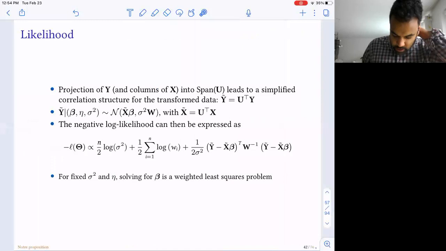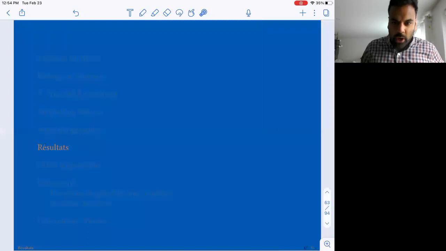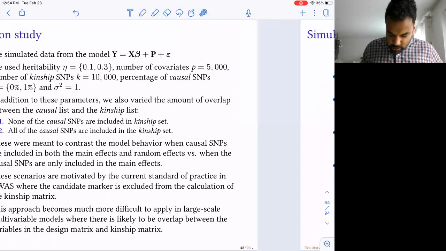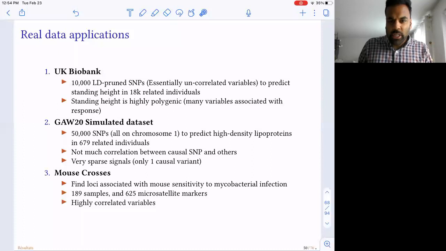So again, I'll skip over this part, but there's a lot going on there. Just quickly to the results, the real data applications. Specifically I'll talk about UK Biobank, but basically what we took was 10,000 LD-pruned SNPs to predict standing height in about 18,000 related individuals.